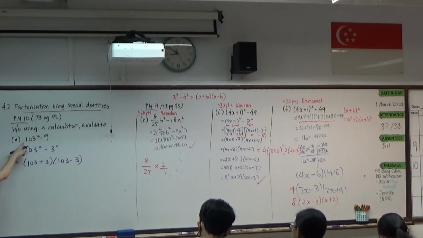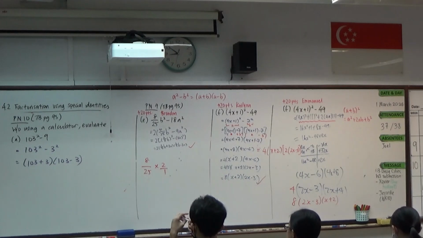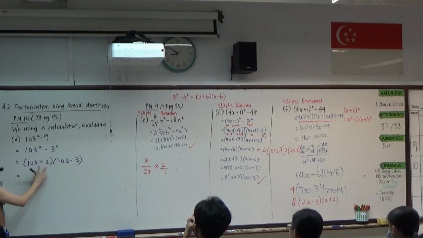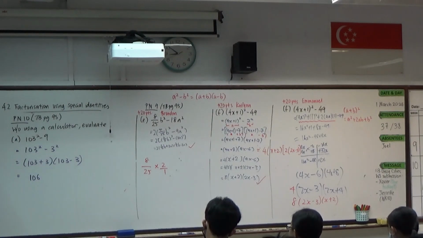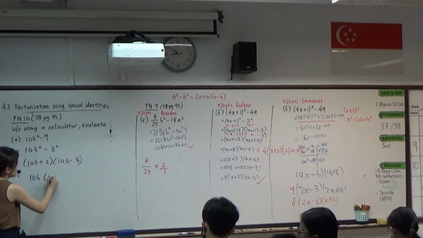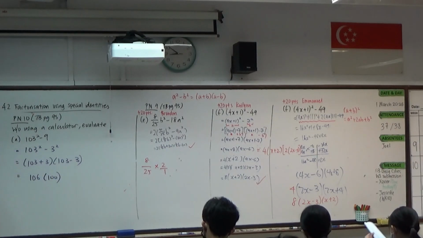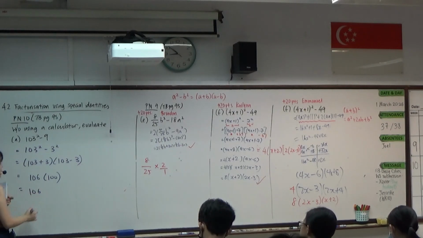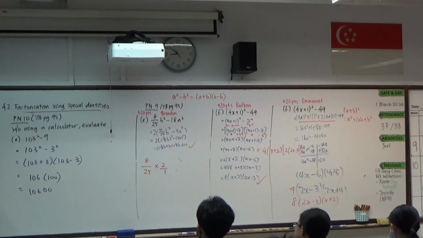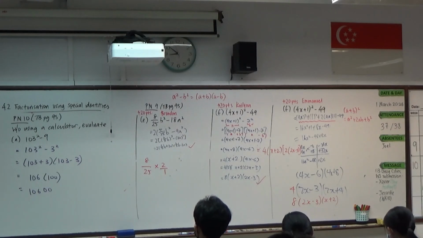We agree that 103 square minus 9 is difficult to calculate mentally. I also wouldn't know how to calculate it mentally. 103 times 103 itself is a big challenge. So 103 plus 3 will actually give us 106, and 103 minus 3 will give us 100. And this is definitely much easier for us to calculate now because it's just 106 with 2 additional zeros at the back. Right?